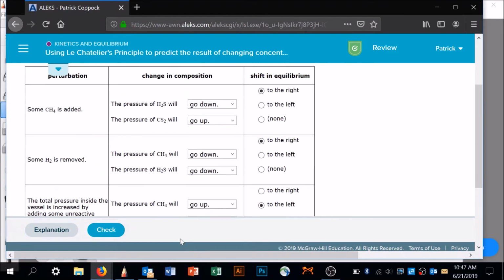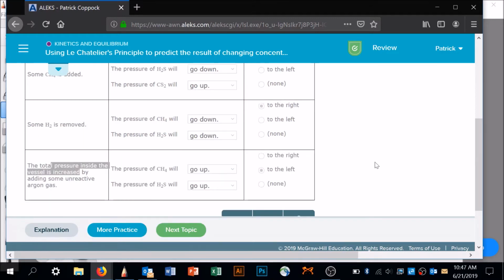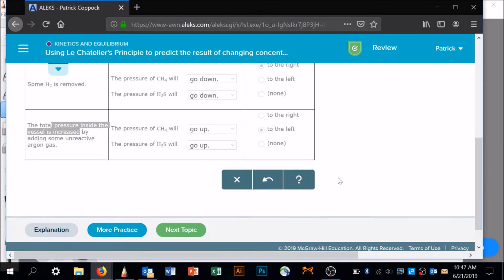I used one more principle there, and that was that pressure scales with moles, right? As pressure goes up, moles go up. And so if we increase the pressure, we're going to need to decrease the moles. All right? All right, very good. So let's do one more practice.